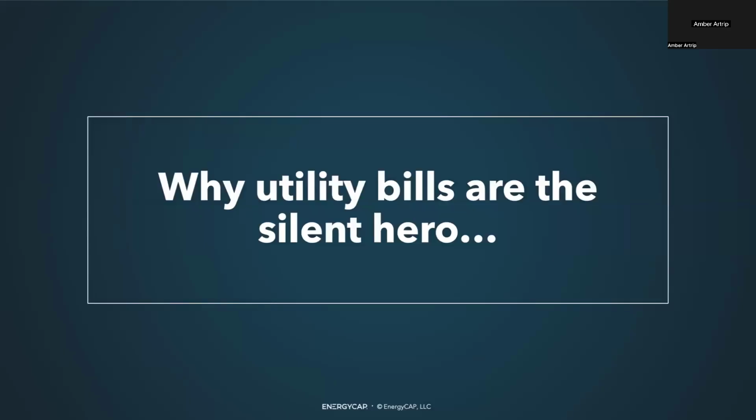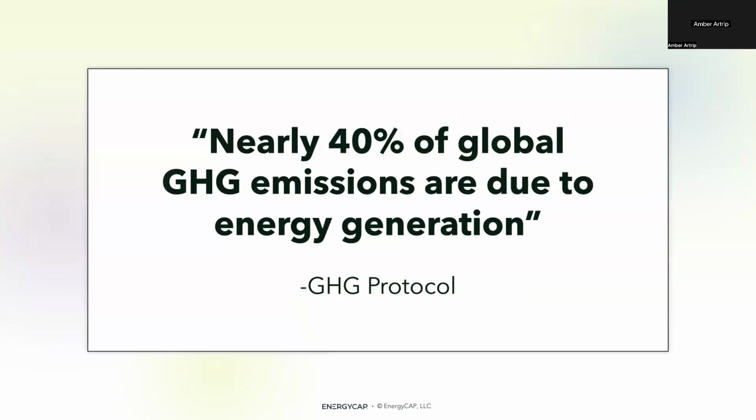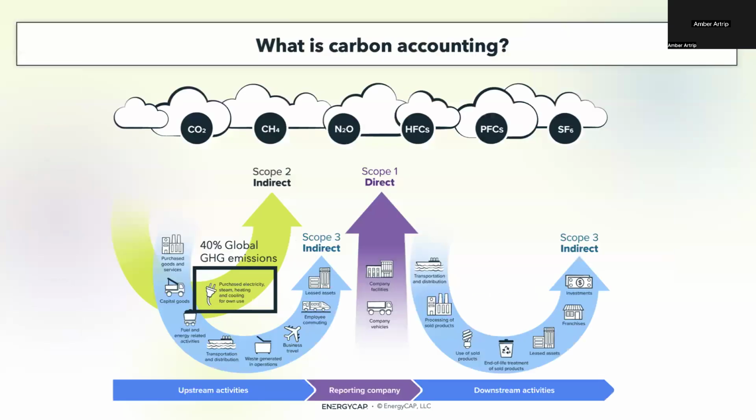So let's get into the fun part here. Why are utility bills the silent hero? I pulled this directly from the GHG protocol. They state that nearly 40% of global GHG emissions are due to energy generation, and half of that is used by industrial or commercial entities. What does that mean? Well, if I look here at our fun little illustration, right there, scope 2, generated energy, 40% of global emissions can be directly related to scope 2 indirect emissions.